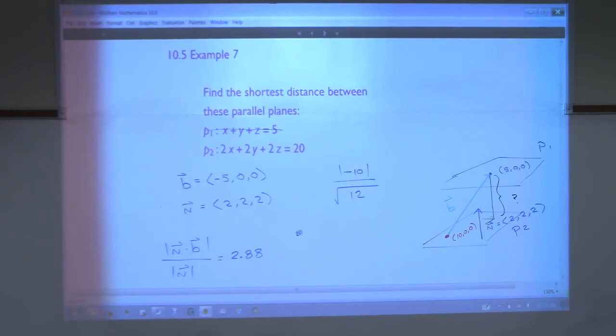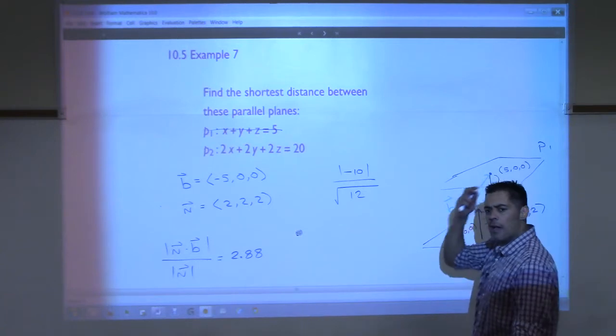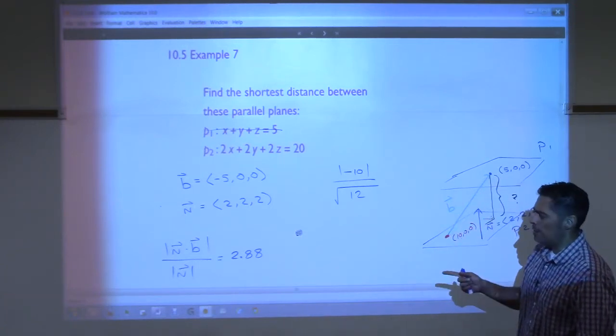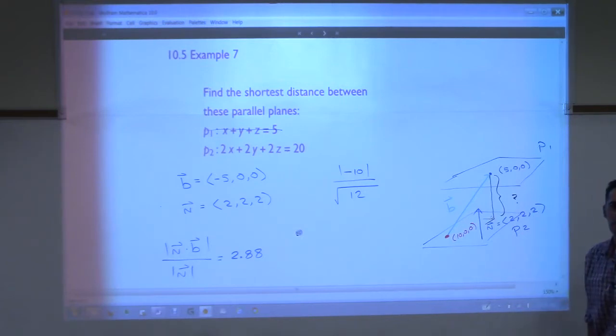You got 4.33? Negative 10 divided by 4 square root 3. It's absolute negative 10. Yeah, but you should still be getting 2.88. Oh, it's 2 root 3, not 4 root 3. You pulled the 4 out? Yeah, that's what it is.